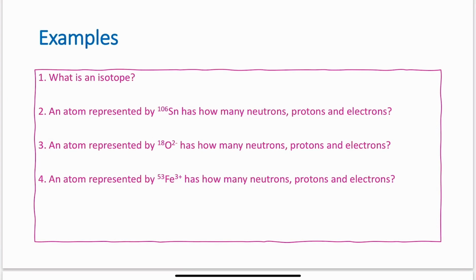Now that we've spent some time learning this and practicing some problems, can we start to put together the concepts we've learned? Let's work some examples. First up, what is an isotope? Can we just define what an isotope is? Well, let's think about it.